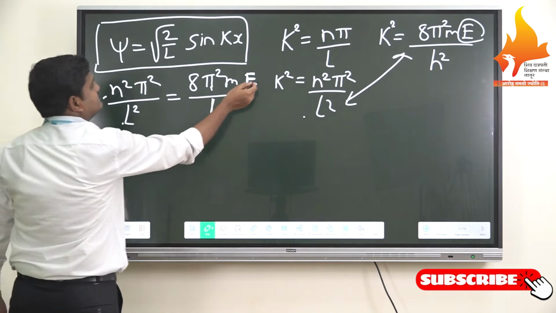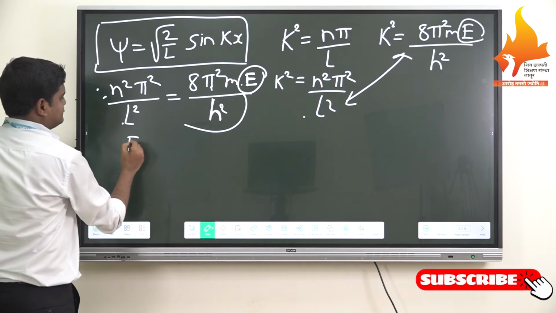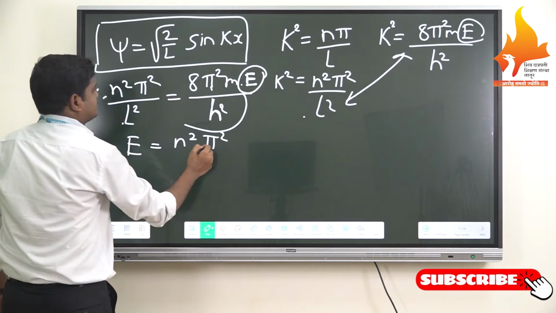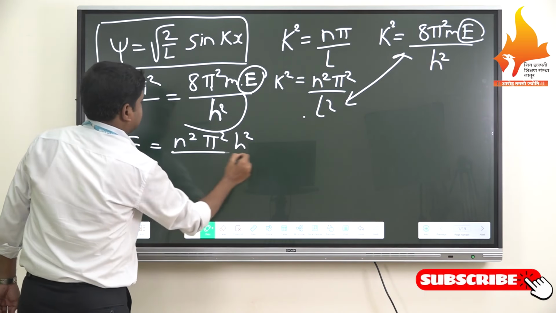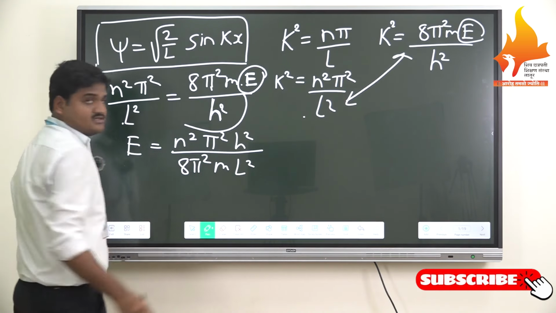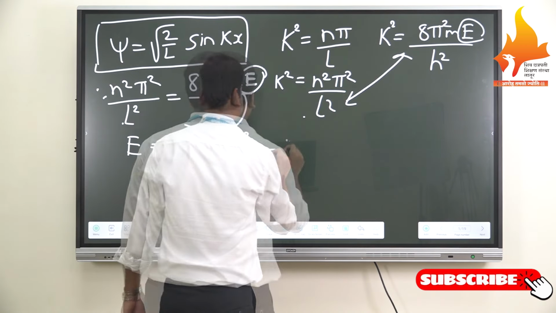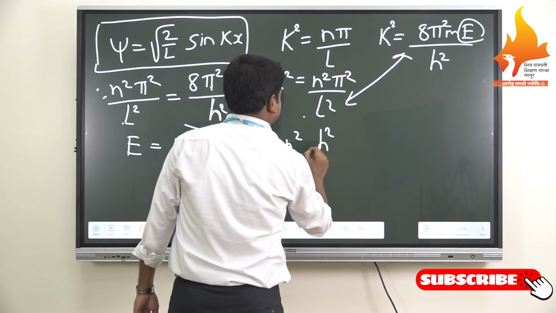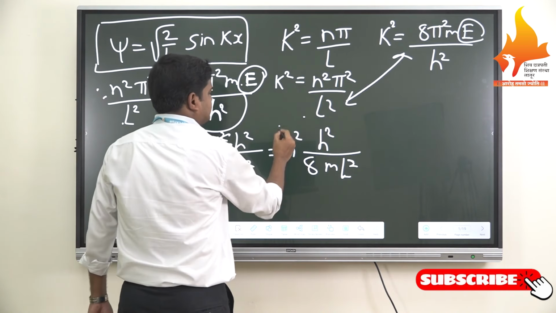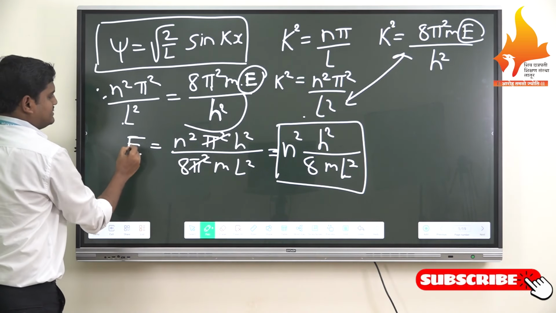We now have to find this term with respect to E. So E is equal to n²π²h² divided by 8π²mL². So we can cancel out the π², which gives us n²h² divided by 8mL². So this is the formula to calculate the energy of the particle in a 1D box.